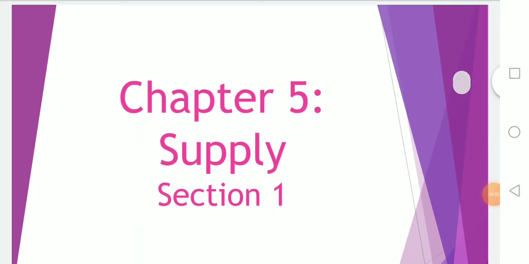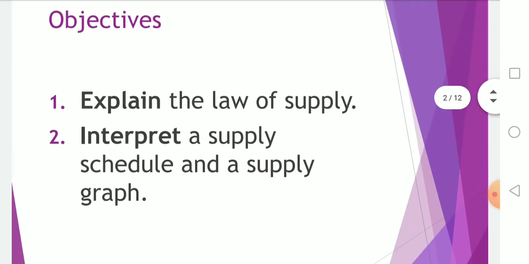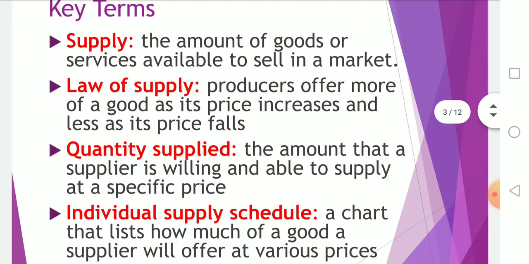I hope you're fine. Today we're gonna talk about the supply. So let's start. We're gonna explain the law of supply, and interpret the supply schedule and supply graph. Some keywords that we're gonna use: supply, and we talked about this before. What about the supply? The amount of goods and services available to sell in a market. So I'm talking here about the supply, the amount of goods and services that I'm gonna sell in a market as a supplier.